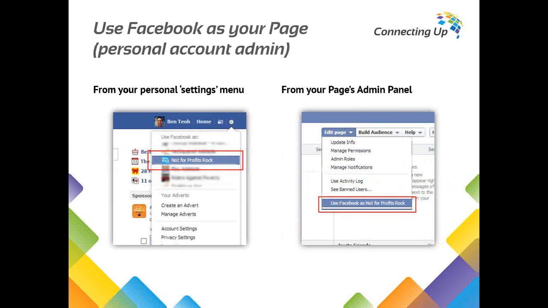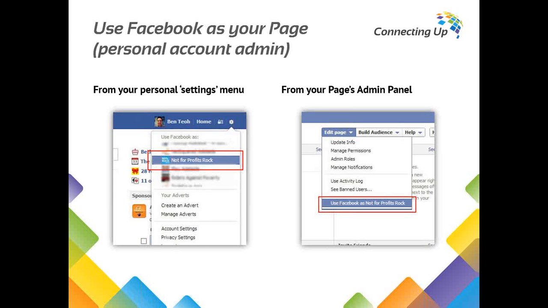Another cool option is that you can actually use Facebook as your page and start liking other pages. You can comment on other pages' posts as your page. So if you're using Facebook under your personal profile, in the top right-hand corner there's a little settings icon, and you can change who you use Facebook as. In this example, I've chosen Not for Profits Rock, and so once I do that, I'll essentially be using Facebook as Not for Profits Rock.